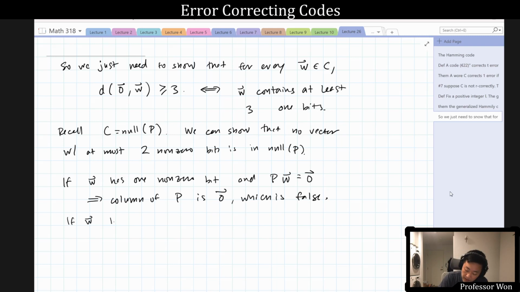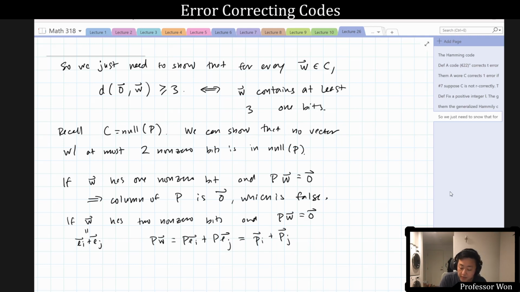Okay, but if W has 2 non-zero bits, and P of W is equal to 0, now what this means is that when you multiply P by W, what you're really doing is you're adding 2 columns of P to one another, right? Because this is exactly P times one standard basis vector plus P times another standard basis vector, right? So W then would be like EI plus EJ. So P times W is PEI plus PEJ, which is like PI plus PJ, 2 columns of P. But if 2 columns sum to 0 in Z2 to the N, then they're the same column, because addition is the same thing as subtraction. But this is also false by construction. We constructed P to be the matrix whose columns consisted of every non-zero vector in Z2 to the L exactly once.